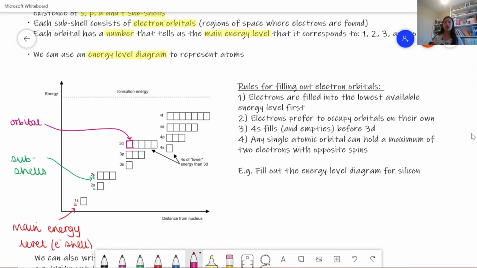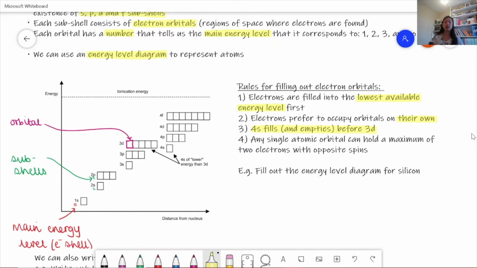And so now we're going to look at how to fill out these energy level diagrams. Firstly, we need to look at a few rules, and this will help us fill the diagram out. The first rule is that electrons are filled into the lowest available energy level first. And then electrons prefer to occupy orbitals on their own. And one really, really important rule is that 4s fills and empties before 3d.